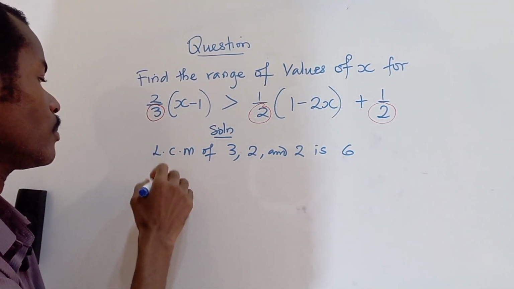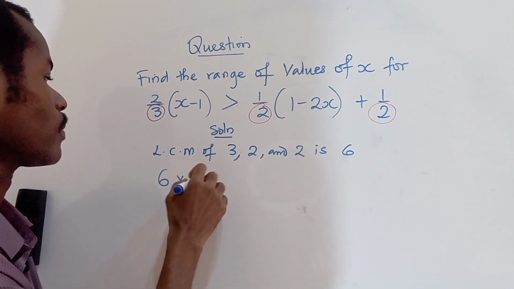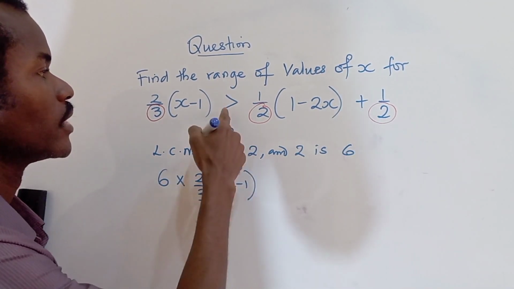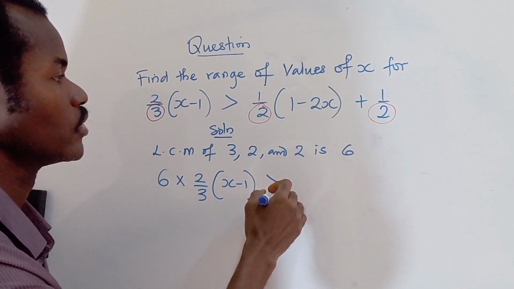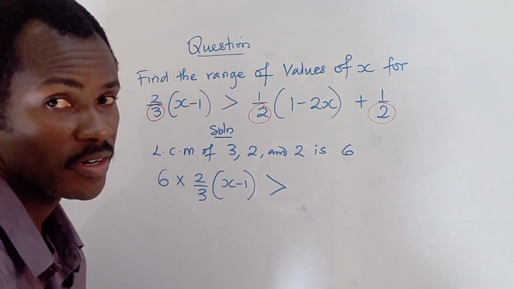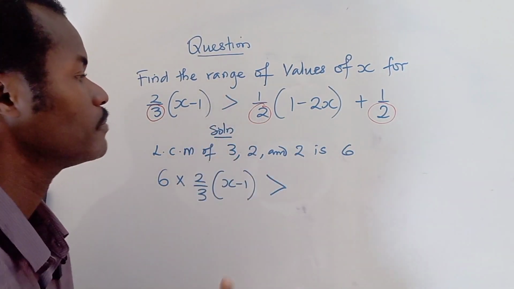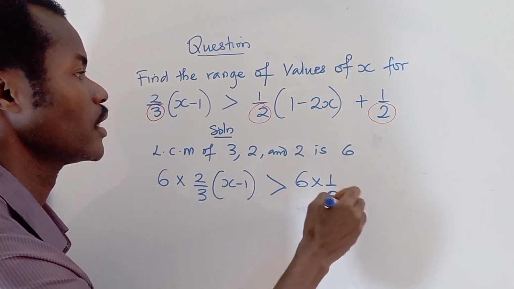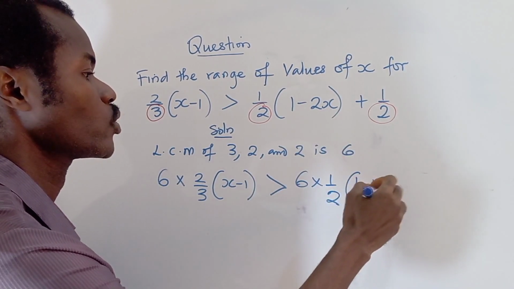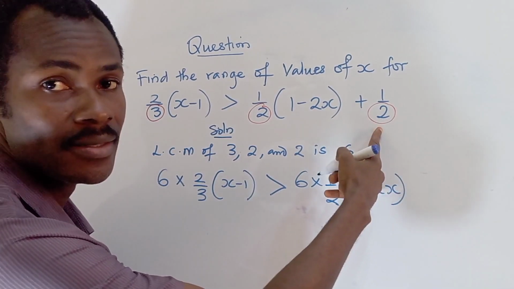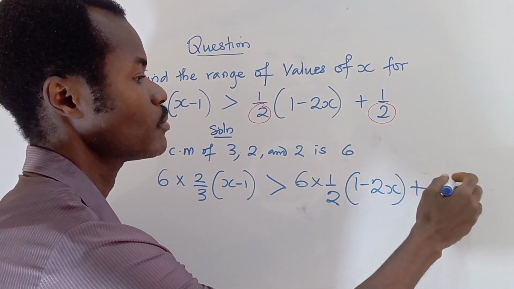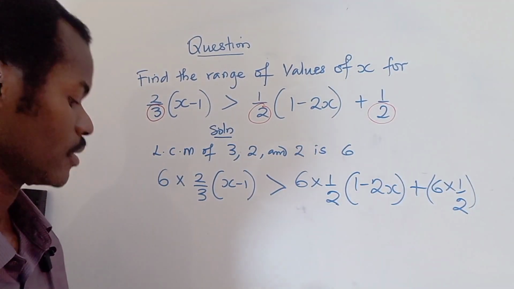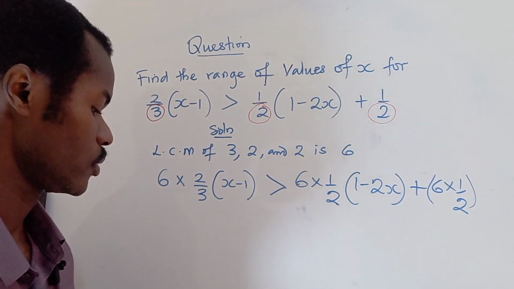So we have this multiplied by 6. 6 will multiply 2 over 3, in bracket x minus 1. We have our greater than sign, since it's pointing to the right, the right hand is greater. Then 6 is going to multiply half, and in bracket we have 1 minus 2x, and lastly 6 is going to multiply this half.